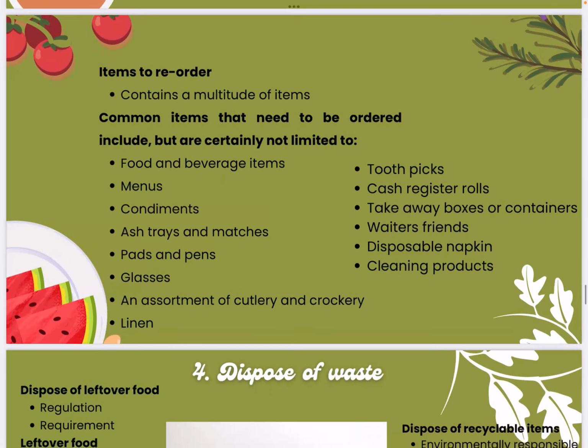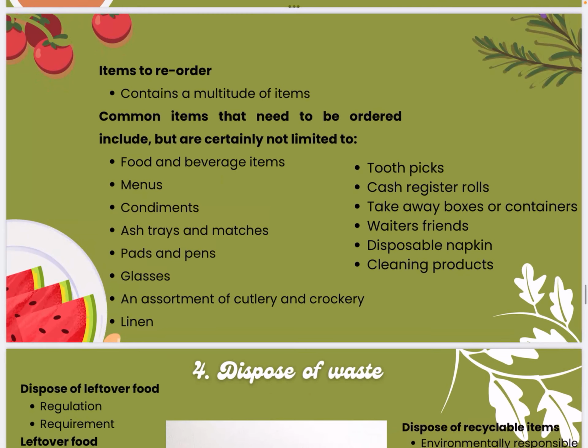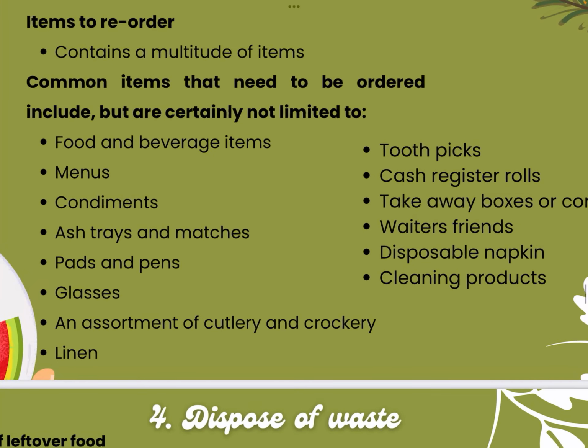Items reorders: common items that need to be ordered include, but are certainly not limited to, these. So these are the things that once again you must be able to check. Food and beverage items, you need to make sure that we have enough. Once again, condiments, so this is just being repeated from the first one.